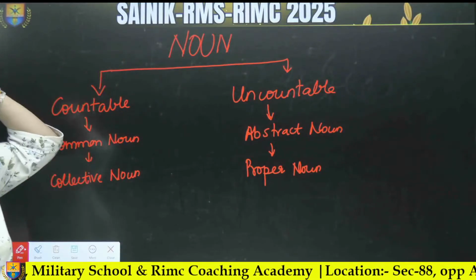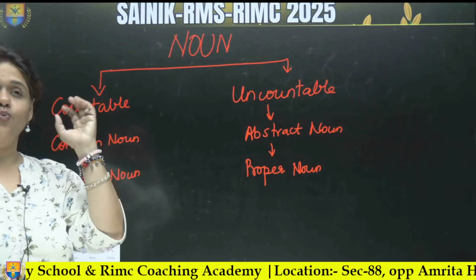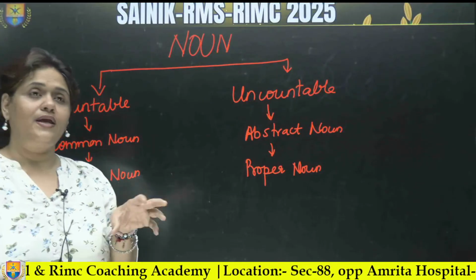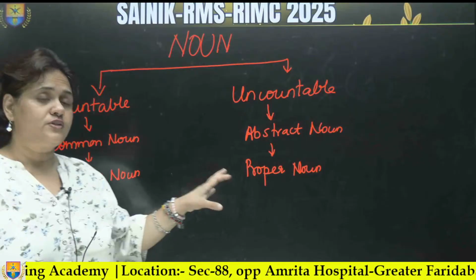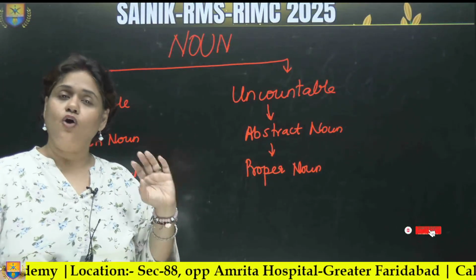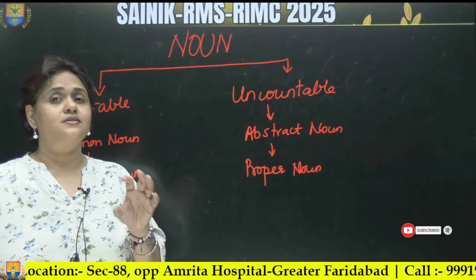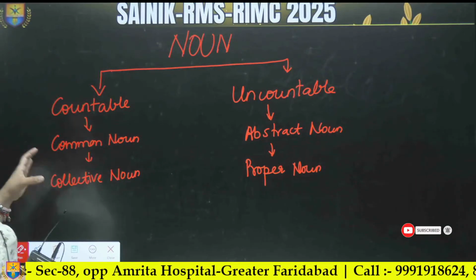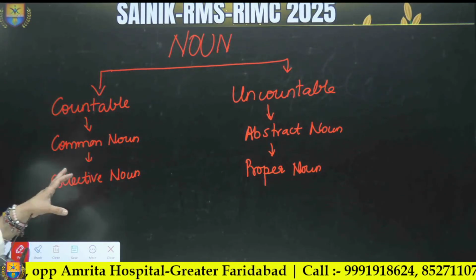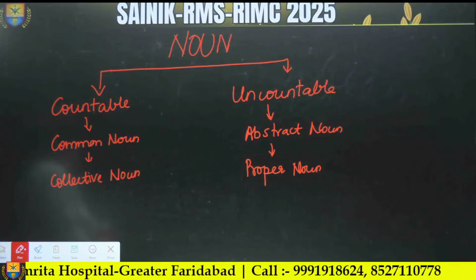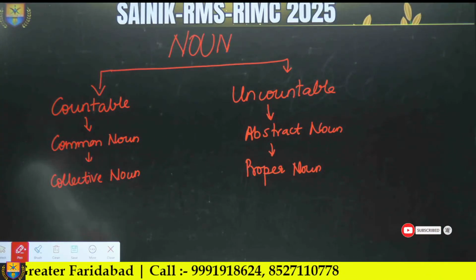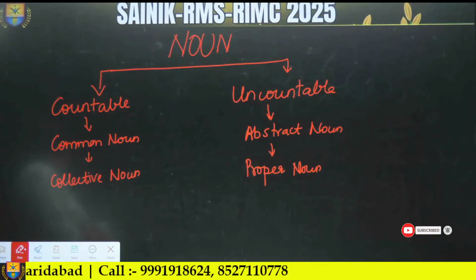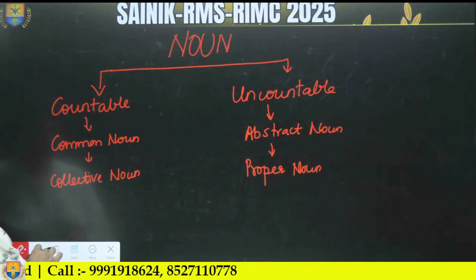We say India is a beautiful country, so we cannot count India. We can count the number of states in it, but India itself is a proper noun and we cannot count India as that. How we can count in common noun or collective noun? Now let's go for the examples.